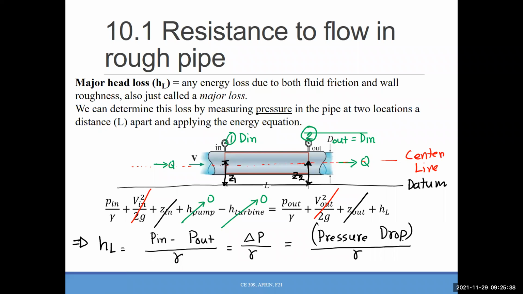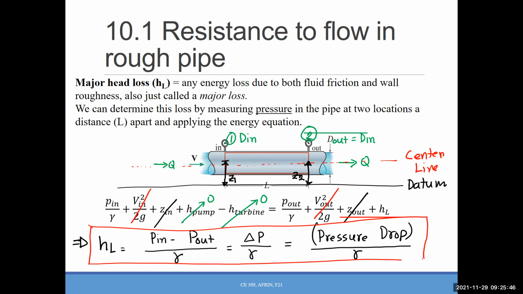So that is basically the equation for major head loss. That means if we can quantify the pressure drop between two points, we can calculate the major head loss. Now this major head loss, as we said at the very beginning, depends on the friction between fluid particles and the friction between particles and the pipe surface. It will be different for laminar flow and turbulent flow.